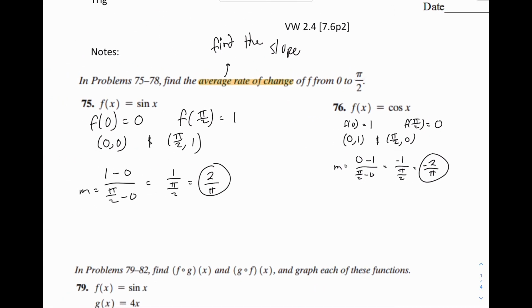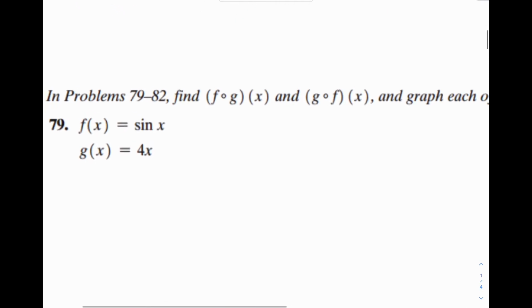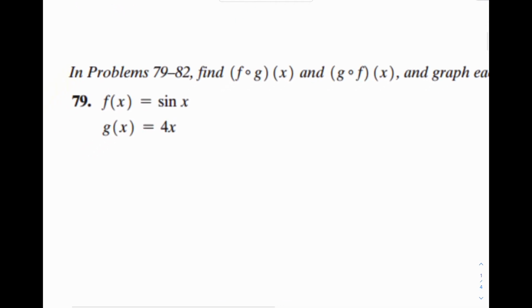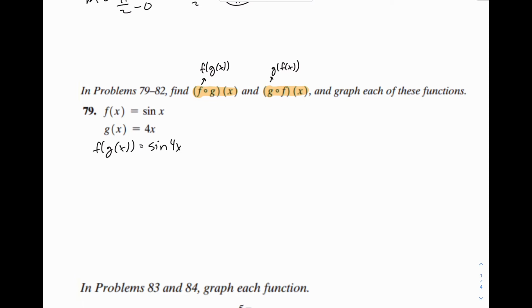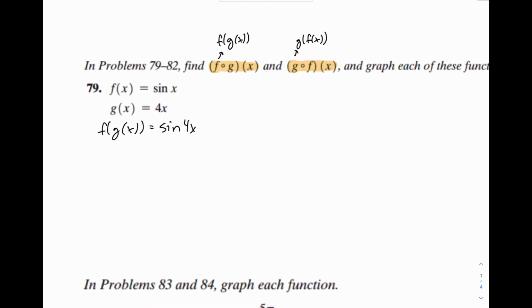No problem. Now take a look at this. Hopefully we remember this from last quarter. This is a composition. This is f of g of x. This is g of f of x. So for 79, let's first calculate f of g of x. So you plug g into f. That would be sine of 4x. And it says to graph this, so that's no problem.